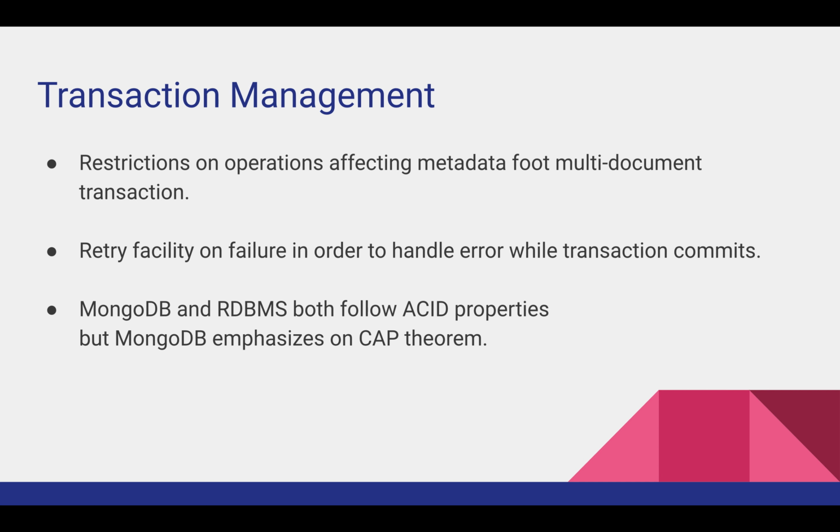MongoDB and RDBMS both follow ACID properties, but MongoDB emphasizes the CAP theorem, where CAP stands for consistency, availability, and partition tolerance. It is difficult to achieve all these properties, hence there are trade-offs while dealing with performance of distributed systems.